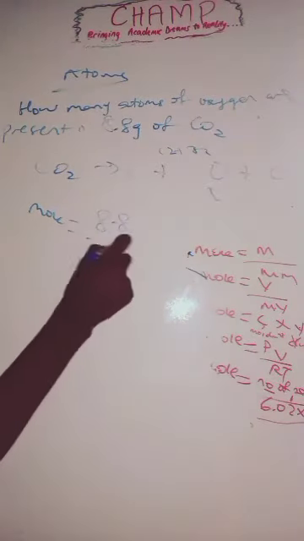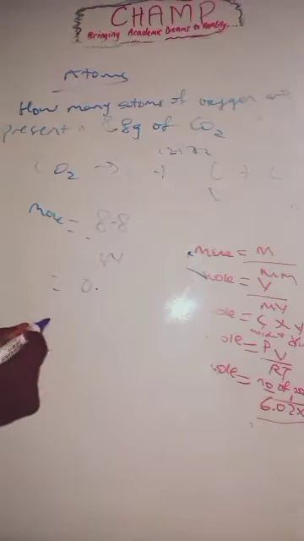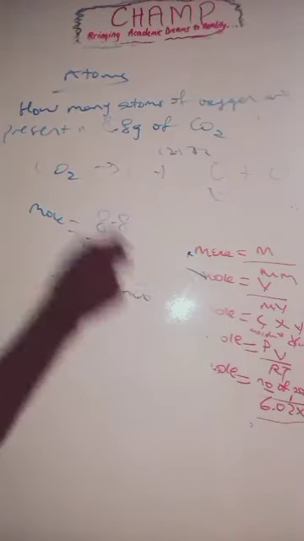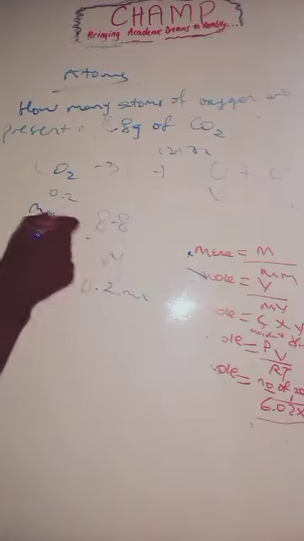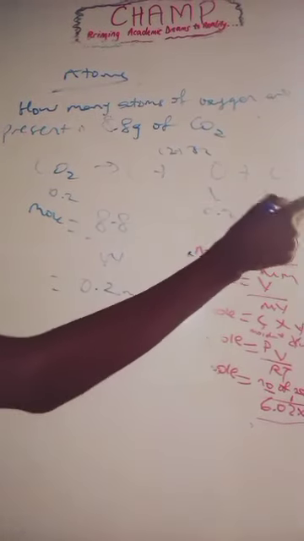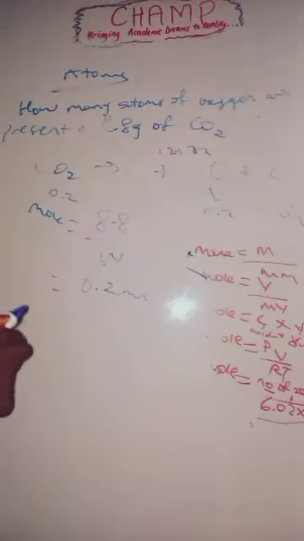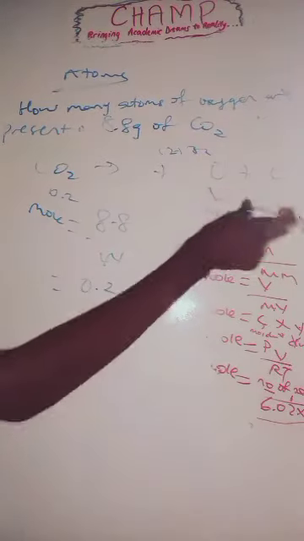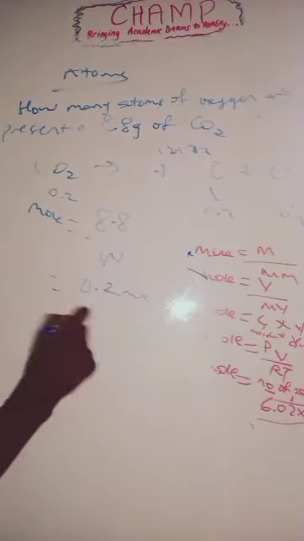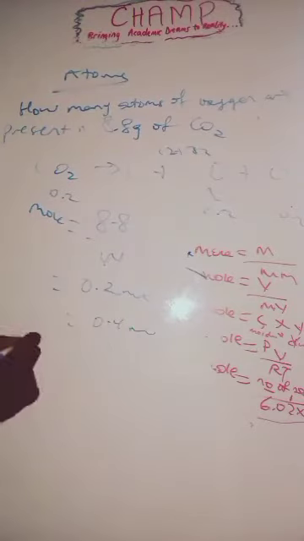So that's what? 44. 0 point... That's what? 0.2. Do you get it now? 0.2 mole. So if this one is 0.2, then this one will be 0.2, this one will be 0.2. Do you get it now? So the two will give us what? That's what? 0.4 mole.